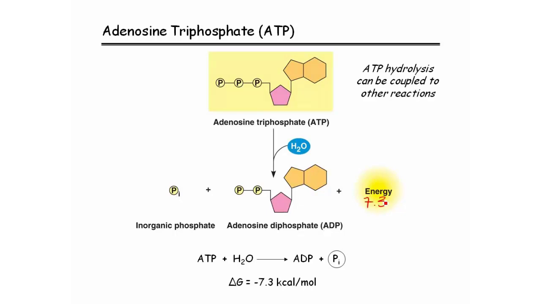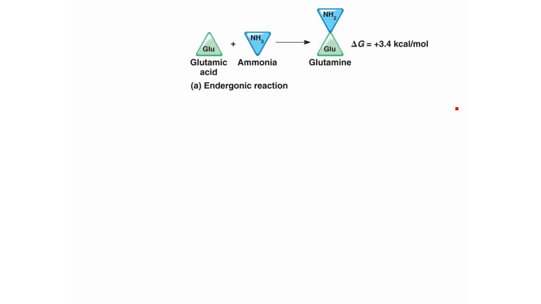The importance of ATP hydrolysis is that we can take that 7.3 and we can use it to run other reactions. And those other reactions that we will be running will certainly be endergonic reactions. So if we look at how this is going to be utilized inside the cell, we do pretty constantly need to run some endergonic reactions.